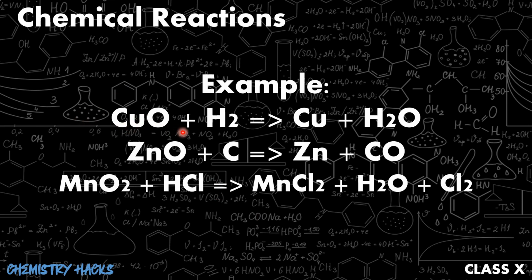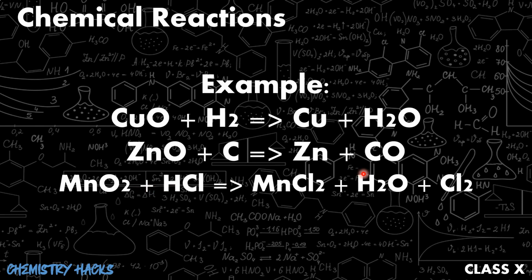For example, in copper oxide plus hydrogen, if we look at the products here, copper is being reduced and hydrogen is being oxidized, or H2O is being oxidized. Remember that you always have to refer to the substance that's being oxidized or reduced based on the products. So it would be wrong for us to say that copper oxide is being reduced. We have to say that copper is being reduced. Similarly, in zinc oxide plus carbon, we know that zinc is being reduced and carbon is being oxidized. And finally, in this last one, manganese is being reduced and hydrogen is being oxidized.